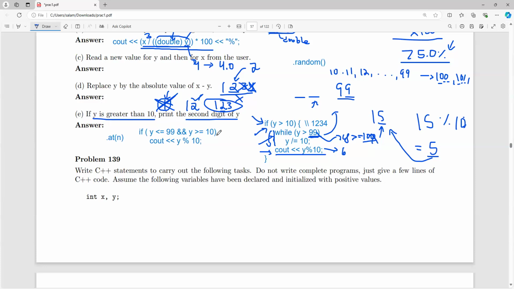Is 12 greater than or equal to 10? Correct. Cout's 2. Great. Is 123 less than or equal to 99? No. Is it greater than or equal to 10? Yes, but because this is and, this is false. False and true is false.